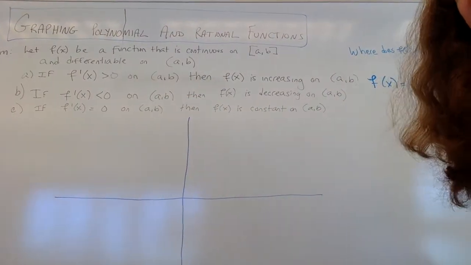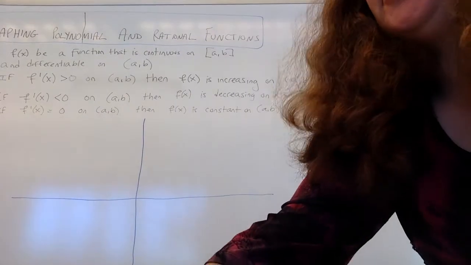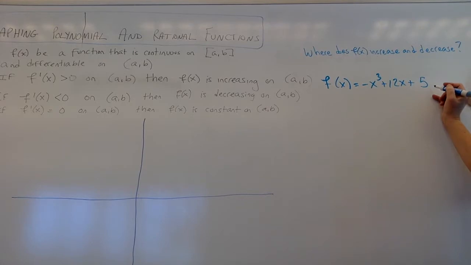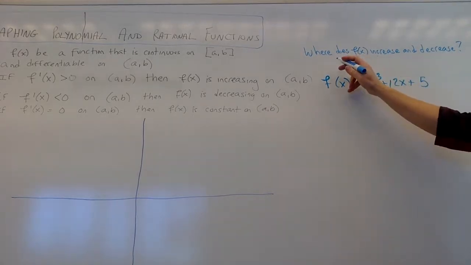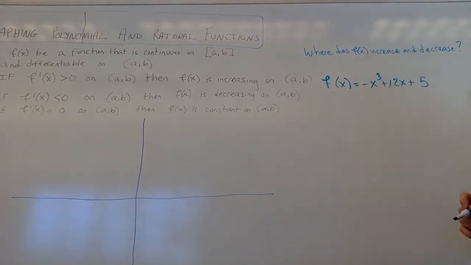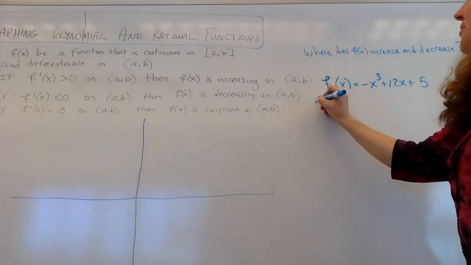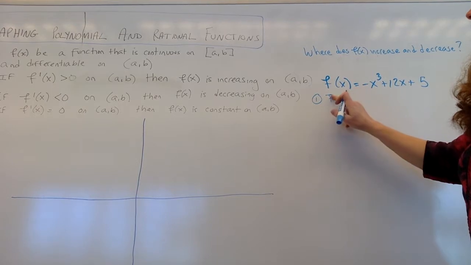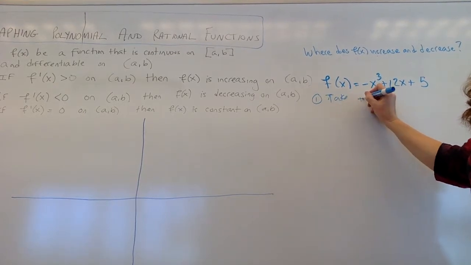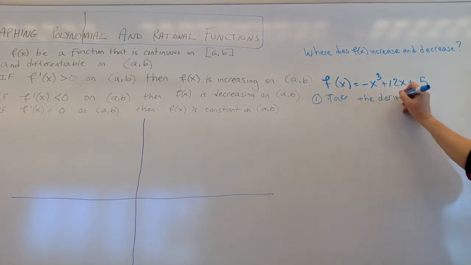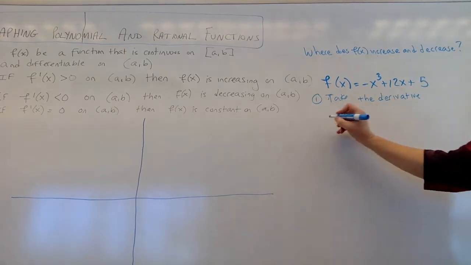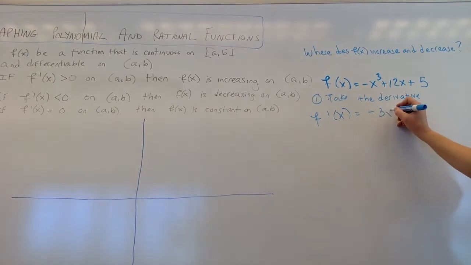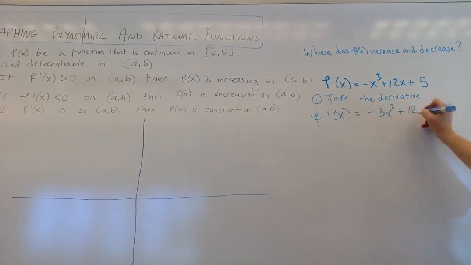So I'm just going to slide you guys over. We're going to look at a new example here. So we've got the function negative x cubed plus 12x plus 5. And we're trying to answer the question, where does f of x increase and decrease? So what do we have to do? We have to take the derivative. We won't fake the derivative, we will take the derivative. So, the derivative, f prime of x equals negative 3x squared plus 12.